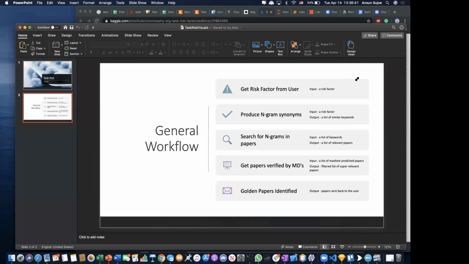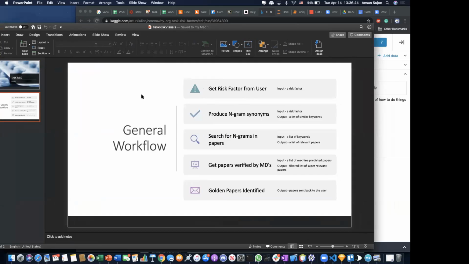So my general workflow starts with somebody inputting a risk factor. From this one risk factor, let's say heart disease, our program will first have a piece of code that produces n-gram synonyms. It'll run through a medical dictionary and output a list of synonyms. From that list we search for relevant keywords in papers, and then output a list of relevant papers.